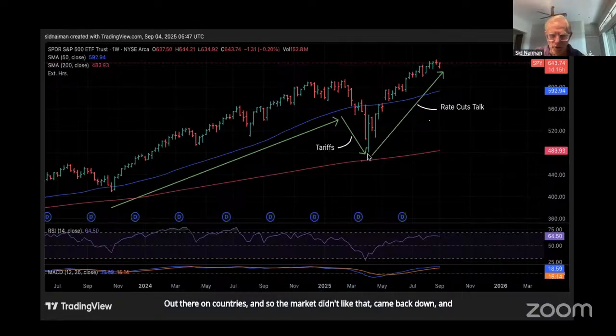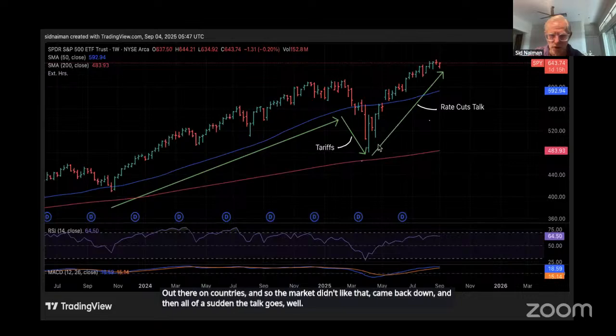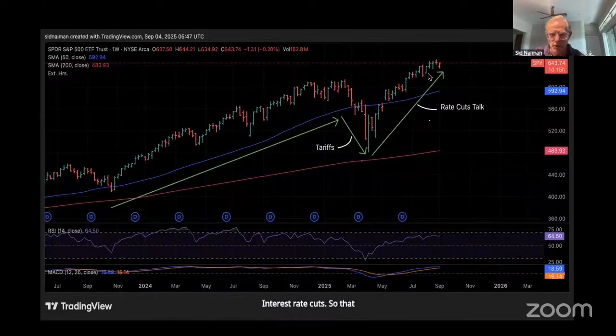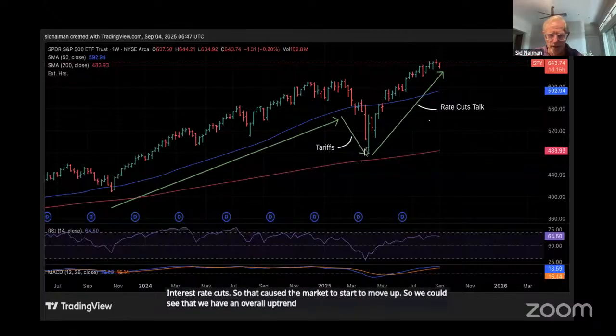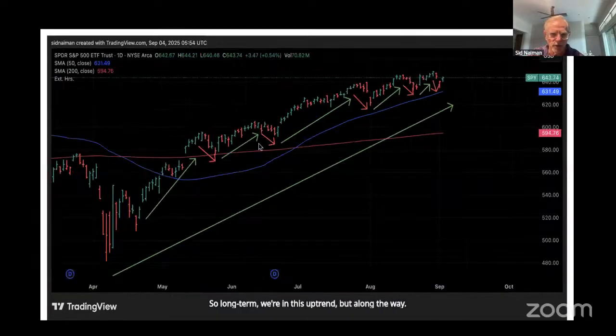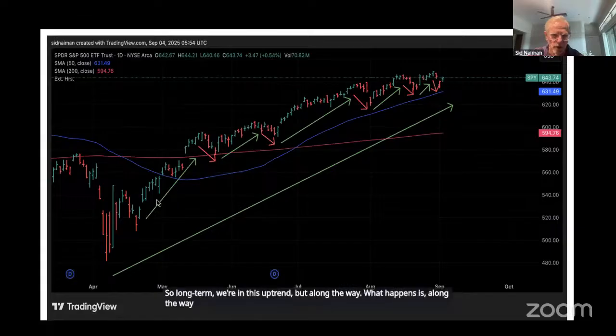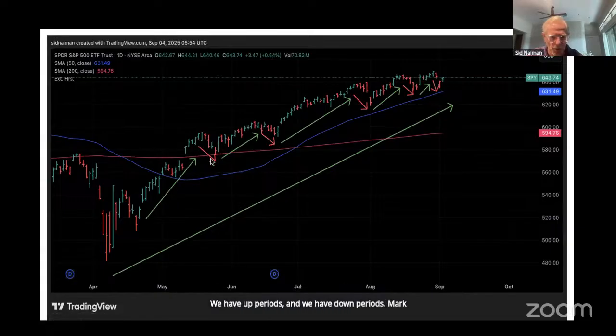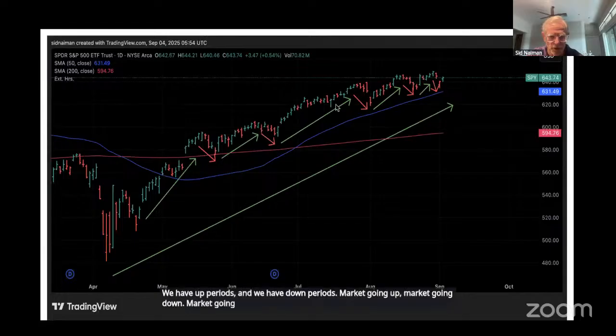And then all of a sudden the talk was, well, we're cutting deals with countries, things are not as bad, and we're looking at rate cuts, interest rate cuts. So that caused the market to start to move up. So we can see we have an overall uptrend, a little bit of a pullback on tariffs, and now we're back on the uptrend. So long term, we're in this uptrend, but along the way we have up periods and we have down periods. Market going up, market going down, up, down, up, down, up, down.